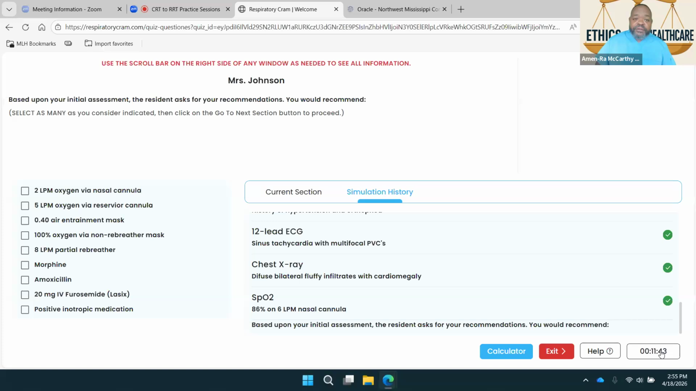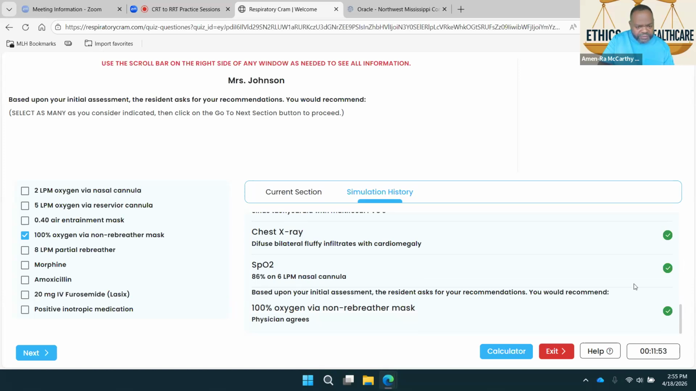What about a non-rebreather, 100% non-rebreather? Yes, let's choose that. Let's see what the doctor says. Okay, we're going to do that one. The physician agrees. 100% non-rebreather mask. What about an 8-liter partial rebreather? No, we already got 100% non-rebreather. I'm not going to go to partial rebreather.